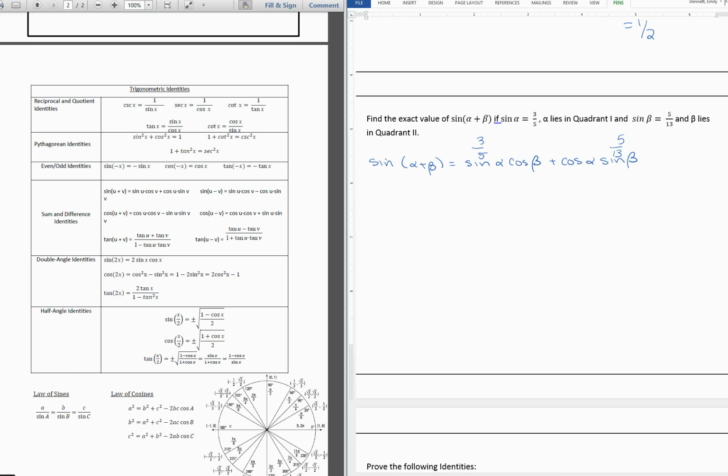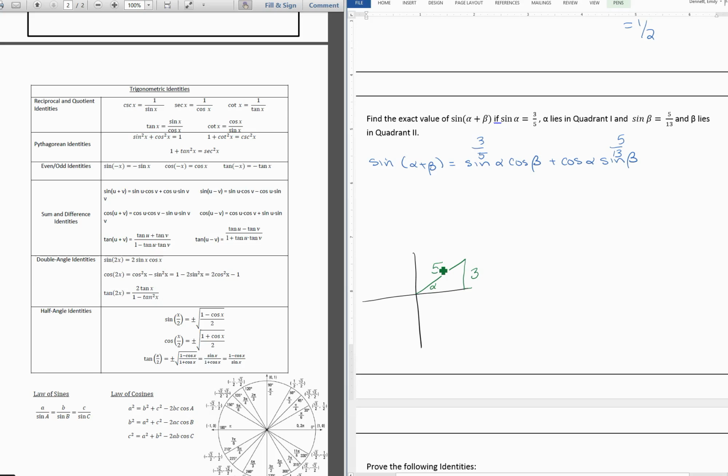So let's use the other piece of information that we have. We know things about alpha and beta. So I'm going to draw x and y axis. First let's look at alpha. We're told alpha is in quadrant 1. So if we draw a triangle in quadrant 1 and label alpha, then we know sine, which would be opposite over hypotenuse, is 3/5.